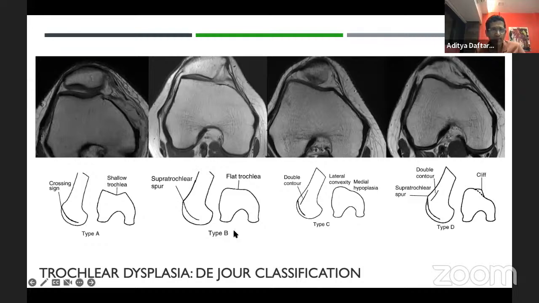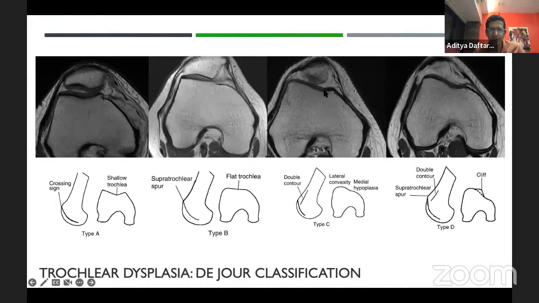We look at the trochlear morphology, and the standard thing to do is to look at it using the Dejour classification. So here you can see a type A, where it's just slightly shallow, a type B, where it is pretty much flat, a type C, where it is starting to come down and is almost more convex, and there's some medial hypoplasia.